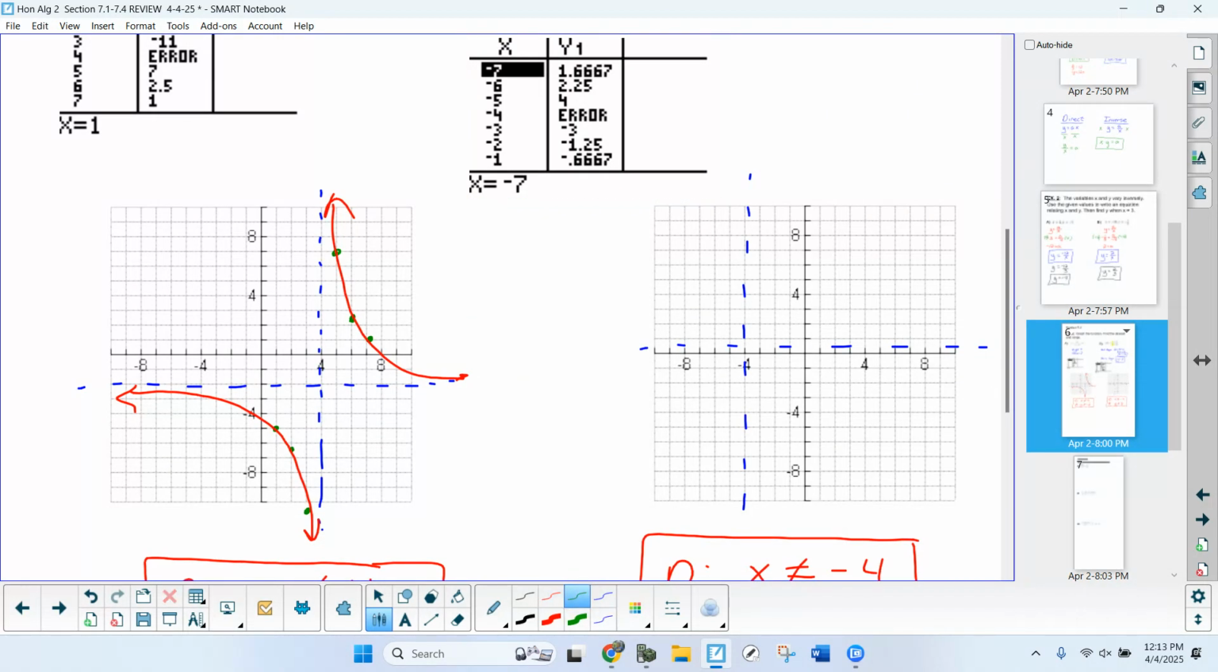So I can see at -7, I had 1.6. At -6, I had 2.25. And at -5, I had 4. And then at -3, I had -3. At -2, I had -1.25. And at -1, I had -2/3. Again, this piece does go above that x-axis.